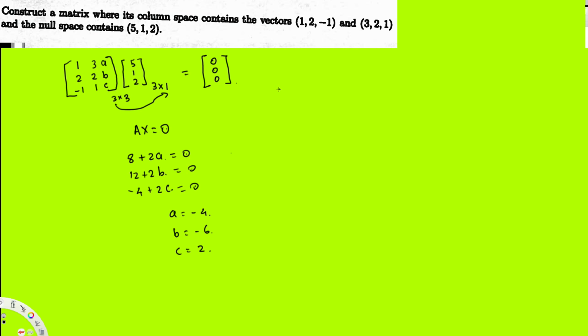And if I arrange this in a matrix, it's going to be 1, 2, -1, 3, 2, 1, and the last row is going to be -4, -6, 2. And that's what the question is asking: construct a matrix where its column space contains the vectors and the null space contains (5, 1, 2). And this is that matrix. And that's all about it.